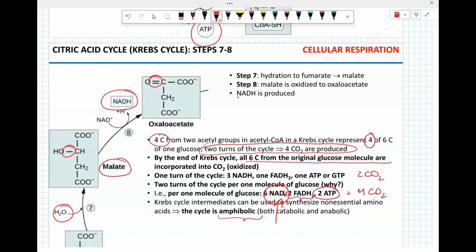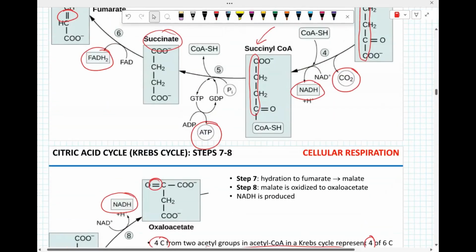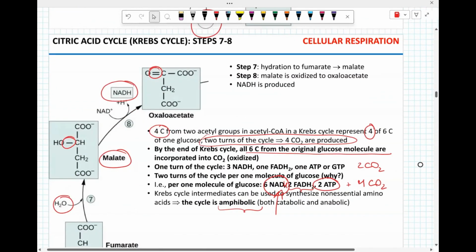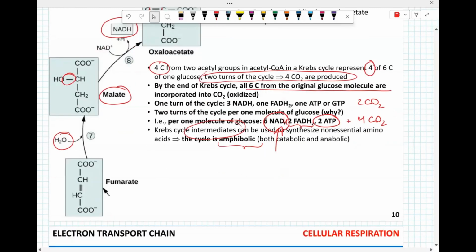So what it means is that while the intermediates of the Krebs cycle, such as succinate, fumarate, malate, are essentially the products of catabolic reactions, they also can be at the beginning of anabolic reactions. A lot of intermediates of the Krebs cycle can be used and are used for the synthesis of non-essential amino acids.